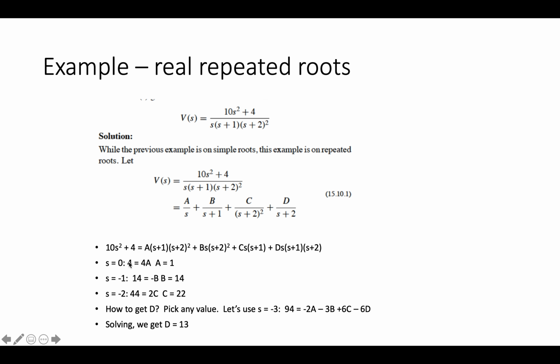So solving for A, B, and C are fairly straightforward because once again we can pick the roots, the root of 0, the root of -1, and the root of -2, and when we do that we get the following expression. But now the question is how to get D. The easiest thing to do is to just pick any value and pick a value that makes the numbers work out easily. So I chose s equals -3, and when I did that I got this equation, and now I've already solved for A, B, and C, so I can substitute in for those. When you do that, in this case, you get D is equal to 13.